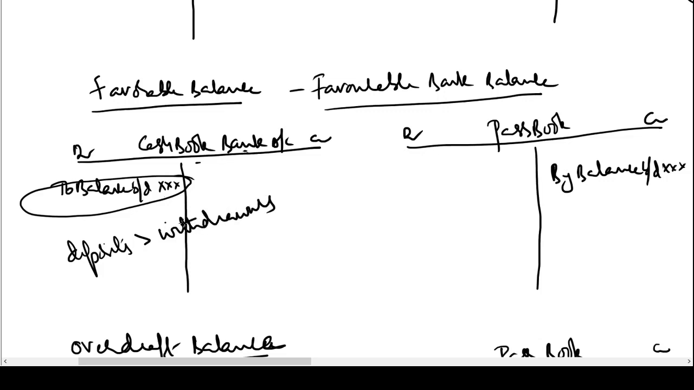We will have a favorable balance. That means our money is there in the bank. Our money is deposited in the bank. Such balance is called a favorable balance. So when deposits are more than withdrawals, the balance will automatically be on the debit side.